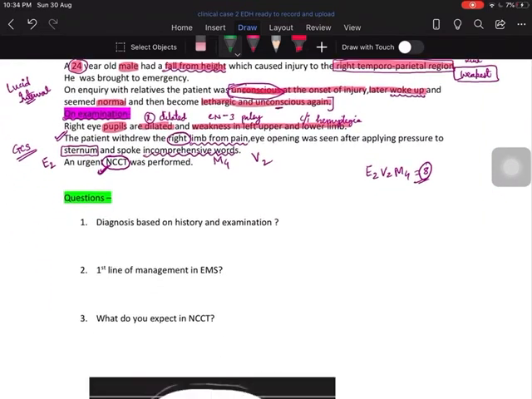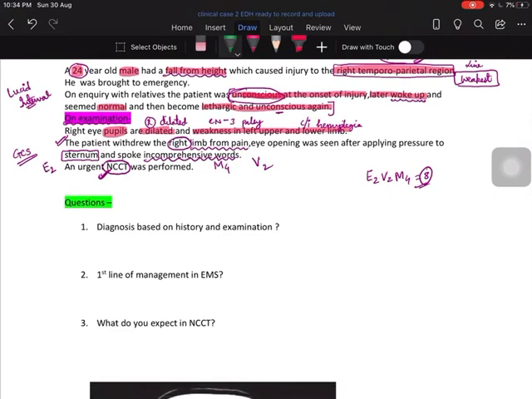So first of all, the diagnosis based on the history and examination. The diagnosis based on history and examination is extradural hemorrhage, due to, first of all, injury to the pterion, which indirectly suggests injury to the middle meningeal artery, which is the artery involved in extradural hematoma.